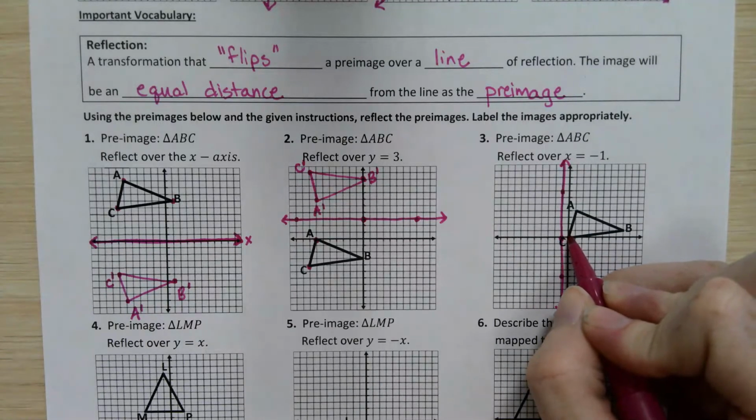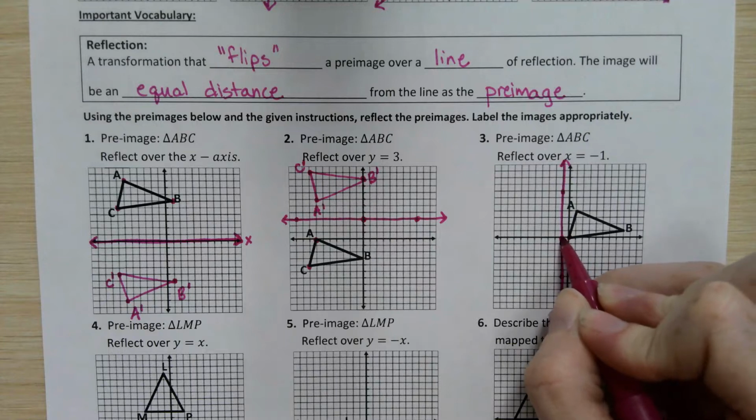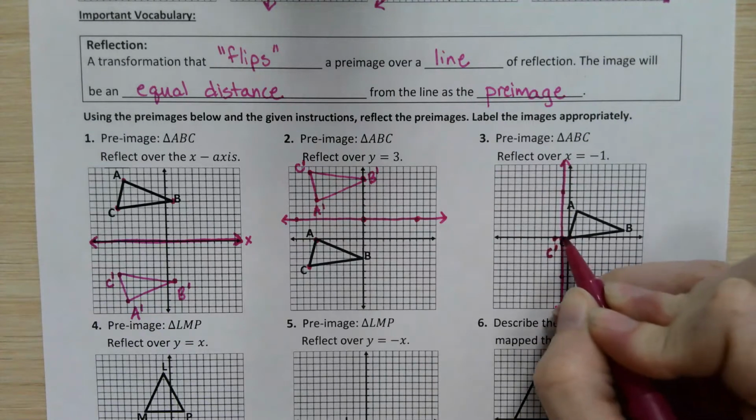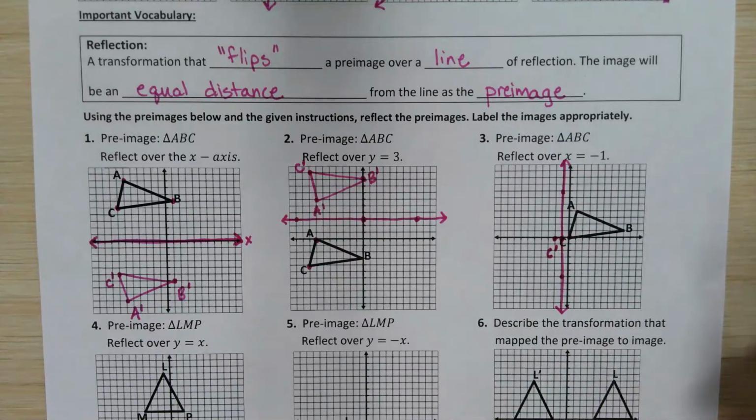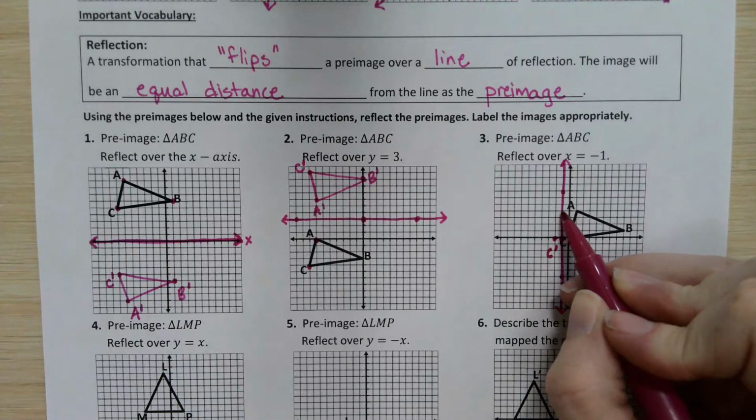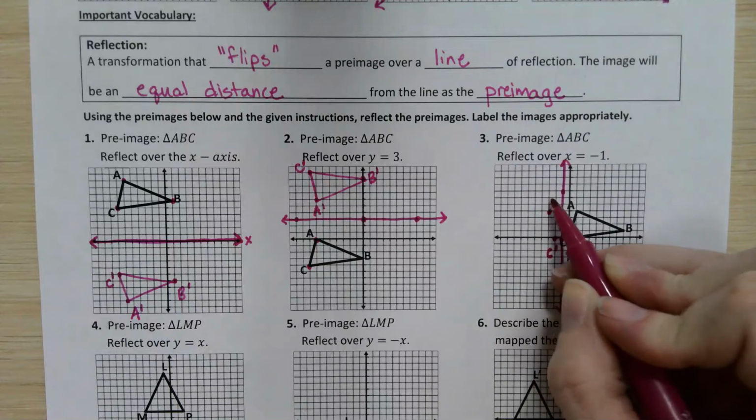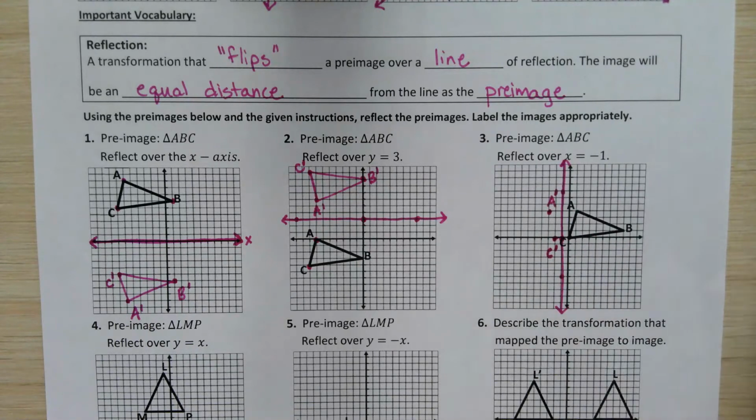C is the closest one to my line of reflection. It's only 1 box away. So C prime is going to be right on the other side, just 1 box away. A is 2 boxes away, so A prime will be 2 boxes away on the opposite side.